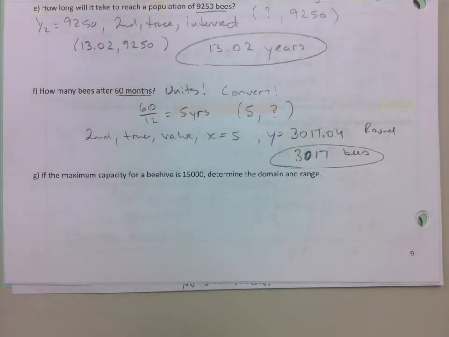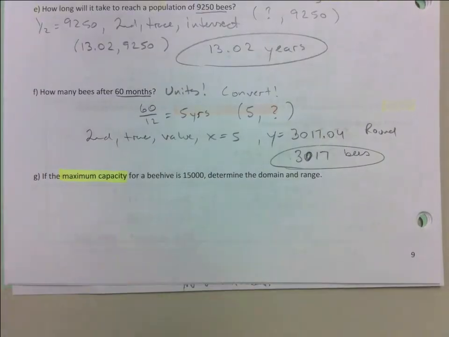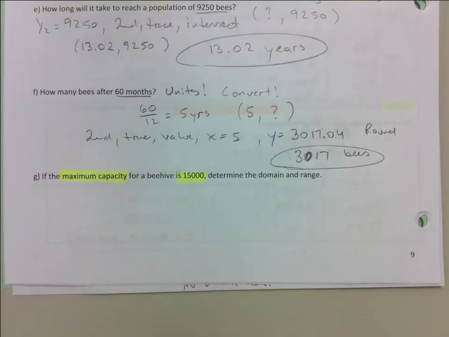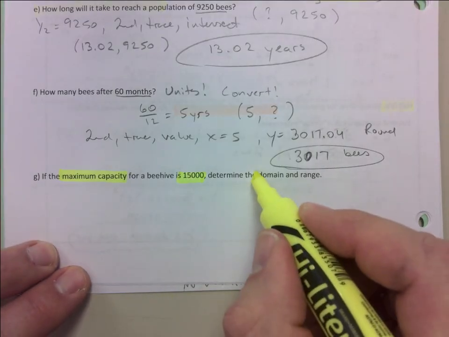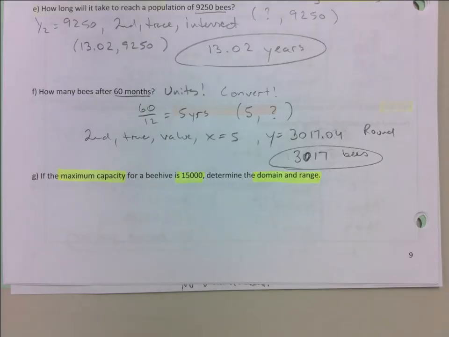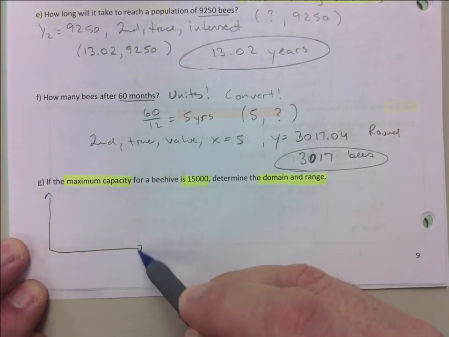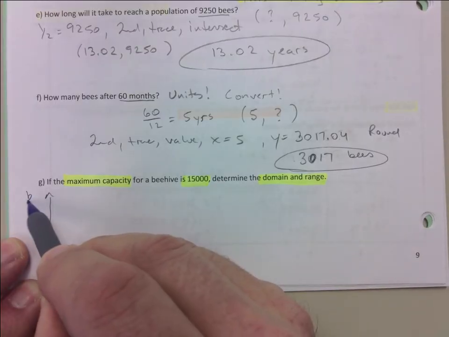Are you still hanging in there? It's fun stuff, yeah, I know. If the maximum capacity, you can't have more than that, is 15,000 bees. Determine the domain and range. So they're putting a cap on this thing. Let's do our sketch before we do our domain and range. This is time. This is bees.